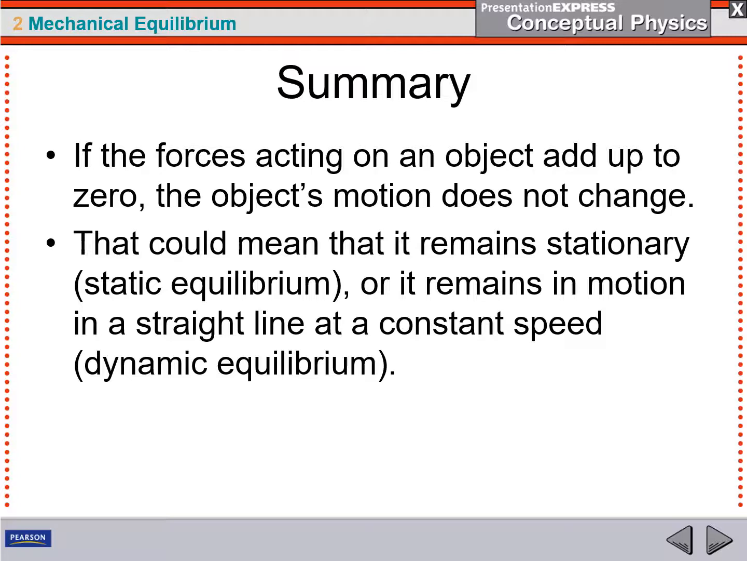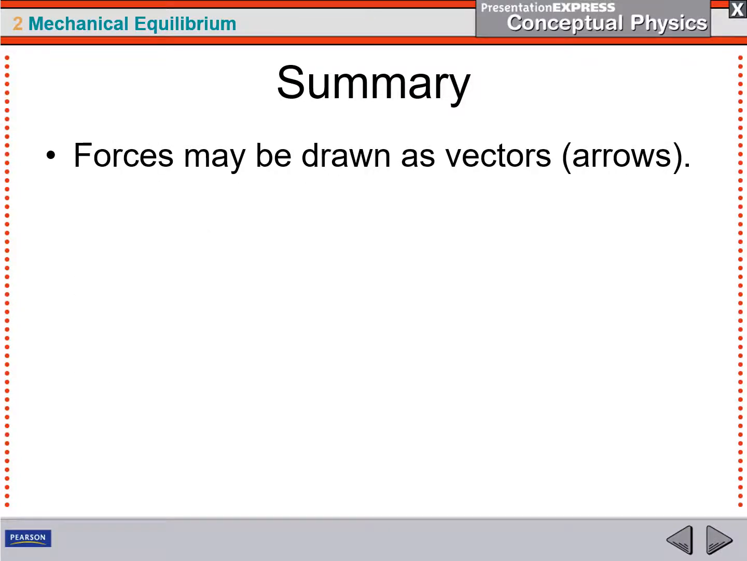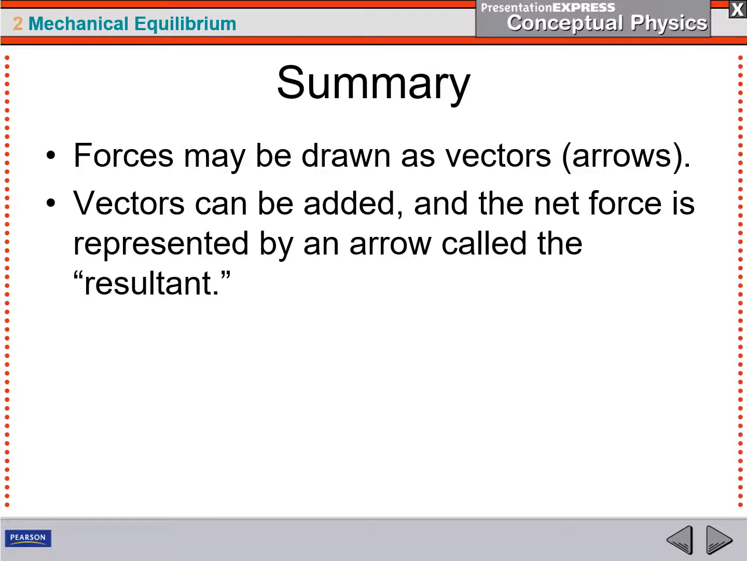It either remains stationary, which we call static equilibrium, or it remains in motion in a straight line at a constant speed, which we call dynamic equilibrium. We can represent forces with arrows and drawings. Those arrows or vectors can be added together if you draw them to scale and draw their angles accurately. The net force then is represented by an arrow drawn from the origin to the last arrow tip. That resultant, if you draw it to scale, will not only represent the magnitude of the net force, but also its direction.